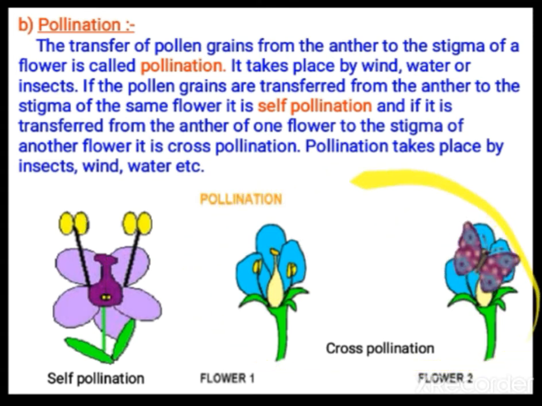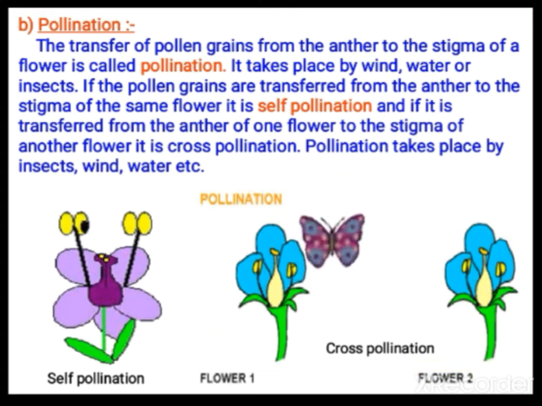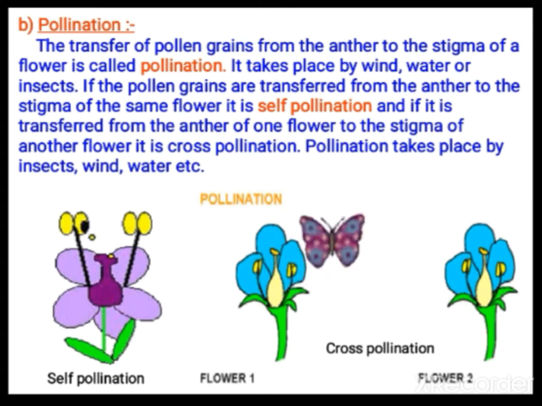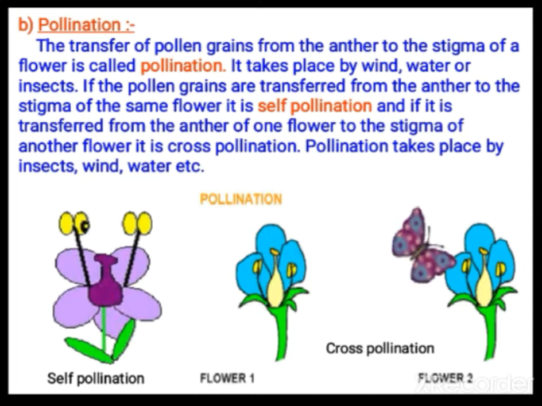In cross-pollination, insects and some agents are helpful for this purpose. They transfer the pollen grains from one flower to another flower. Cross-pollination can occur by means of insects, wind, water, etc. There are two types of pollination. One is self-pollination, the other is cross-pollination. Pollination is the transfer of pollen grains from anther to a stigma of a flower.